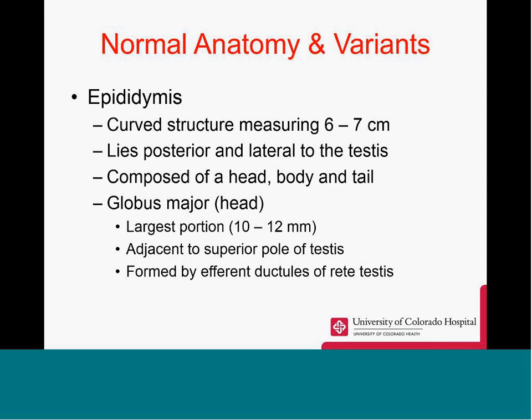It is the largest portion, measuring between 10 to 12 millimeters in an AP dimension, anterior to posterior. It lies adjacent to the superior pole of the testis. And again, this is formed by the efferent ductules of the rete testis.